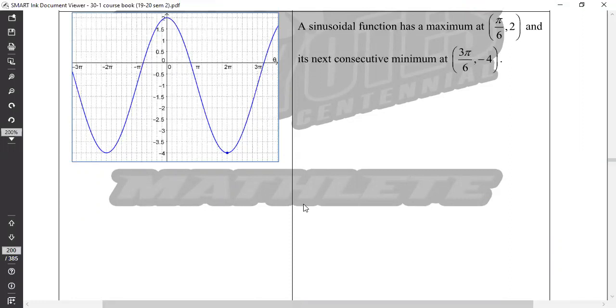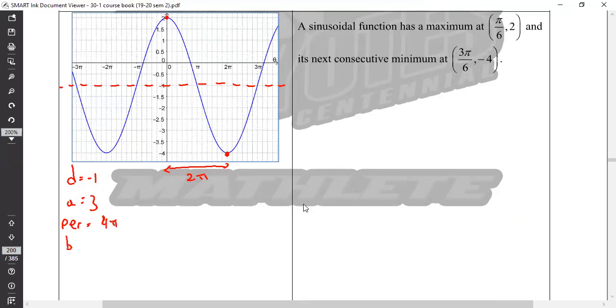All right, here we go. So what do we have going on here? We have a maximum of 2, a minimum of negative 4. Tells me my median is halfway in between those. D equals negative 1, A equals 3. We have a maximum at 0, 2. We have a minimum at 2 pi, negative 4. That tells me this is 2 pi. Is that the period? No, it's just half of the cycle. And so therefore, period is equal to 4 pi.